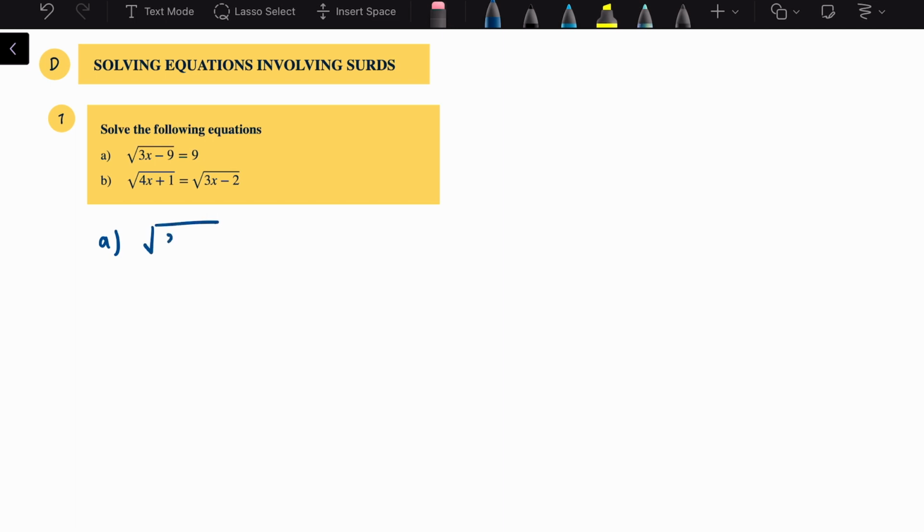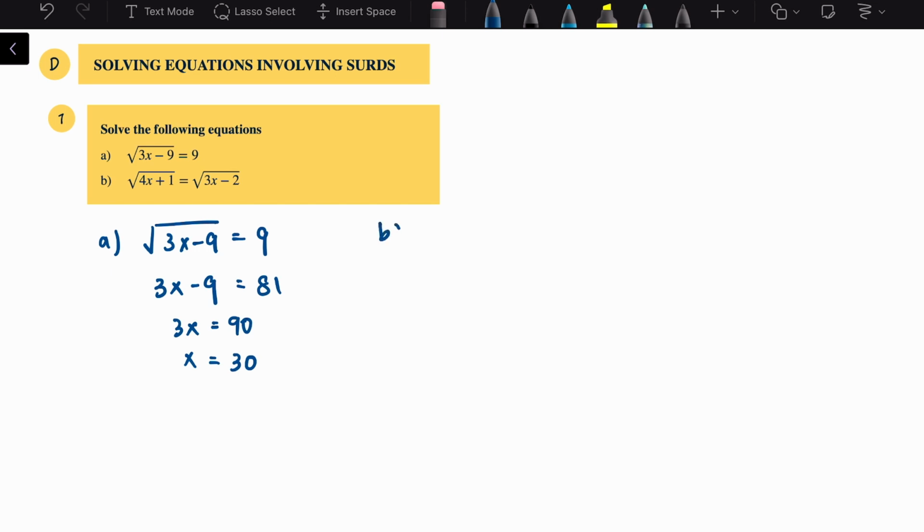Alright, so what we can do over here is to square both sides. Meaning to say we're going to square square root 3x minus 9, which gives us 3x minus 9, and square 9, which is 81. Now moving all the constants on the right hand side of the equation, we have 3x equals to 90 and x will be equals to 30.